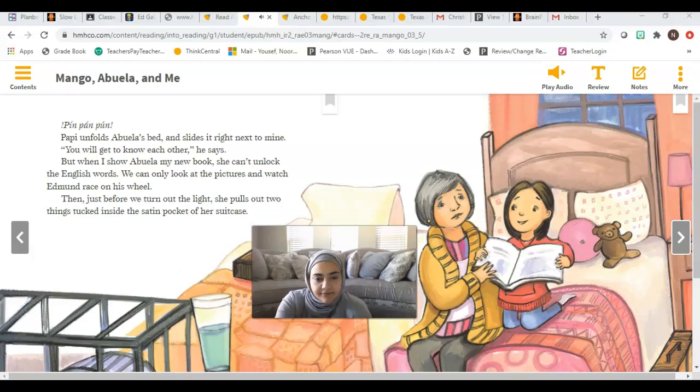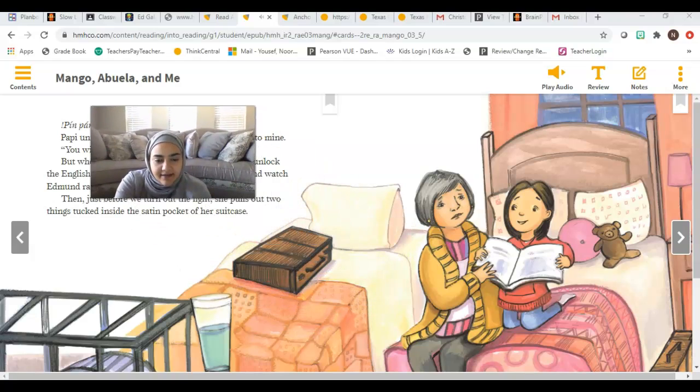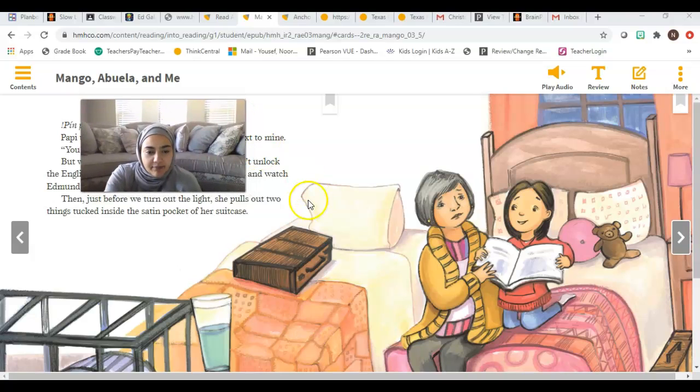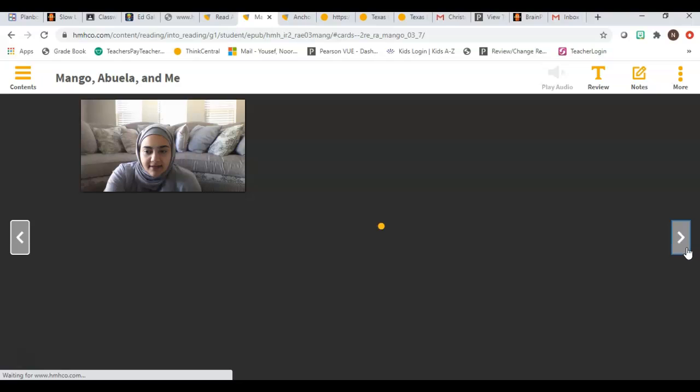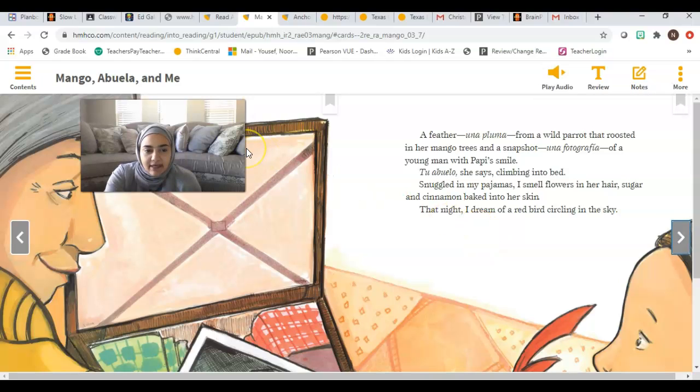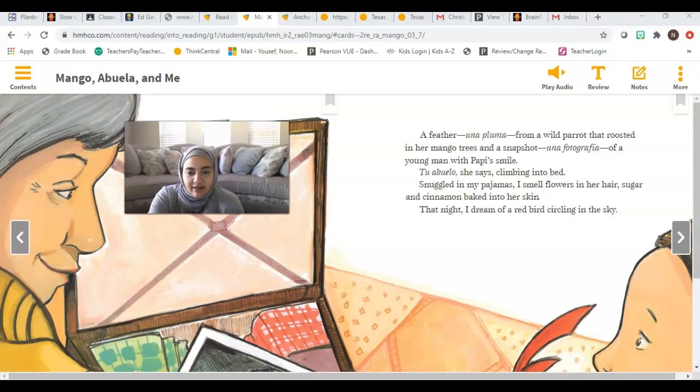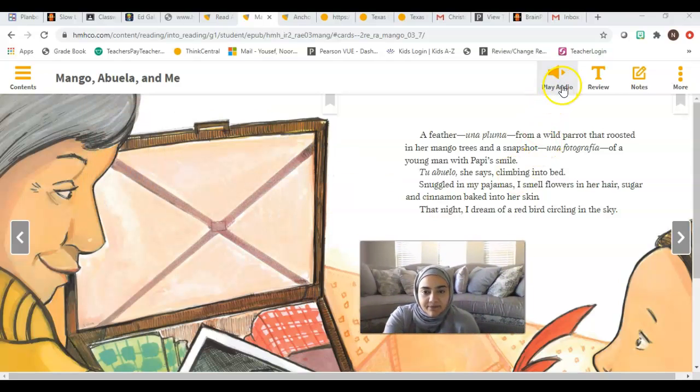So there's her bed. And that sound, that pin pan pun, that was the bed opening up. So it's a bed that probably hasn't been opened very often, right? Since it makes so much noise when it opens. Now, does her grandma understand how to read English? No, she doesn't. But they can look at the pictures together. All right, let's keep going.